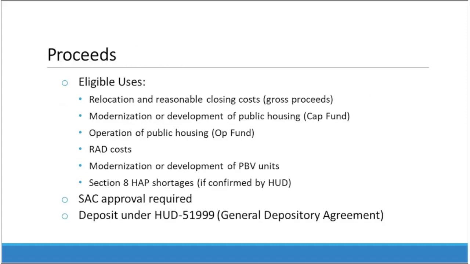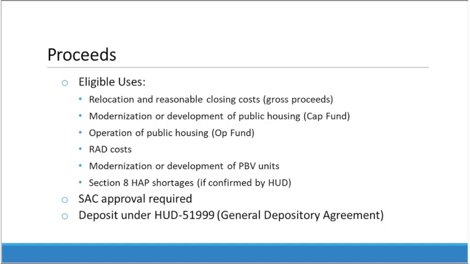Proceeds. So, eligible uses of proceeds, whether it would be at fair market value or less than fair market value: relocation and reasonable costs for closing; modernization or development of public housing, functioning like your CAP funds; operations of public housing, functioning like your OPSUP; a RAD project, or RAD-related costs. So again, RAD is the only type of conversion that allows Section 9 money. The sale of a public housing building in HUD's eyes is seen as Section 9 type money. You could spend it on a RAD project, or modernization or development of a PBV unit, or Section 8 shortfalls, so you can go to the Housing Choice Voucher Program. Those are all eligible uses.